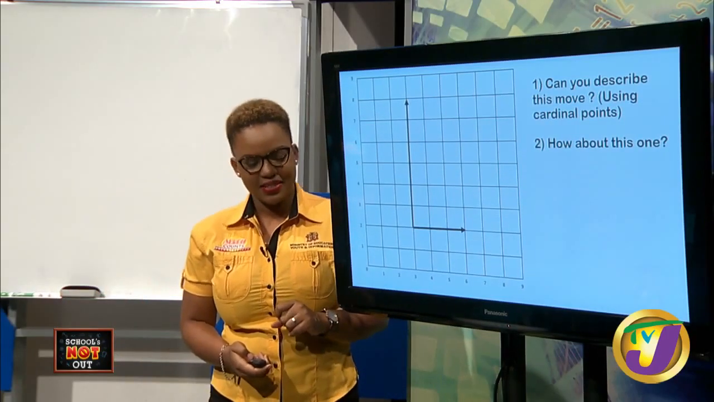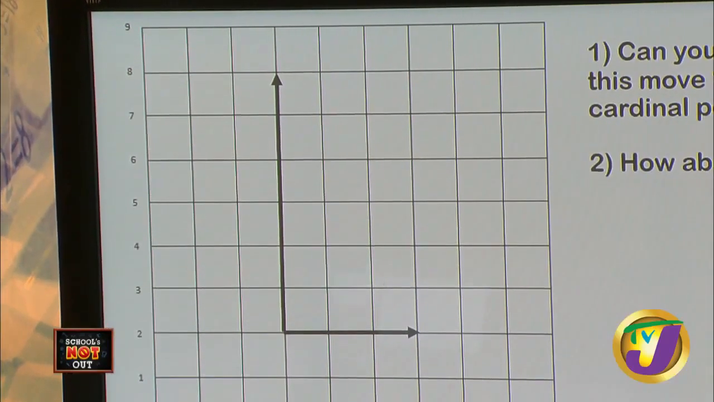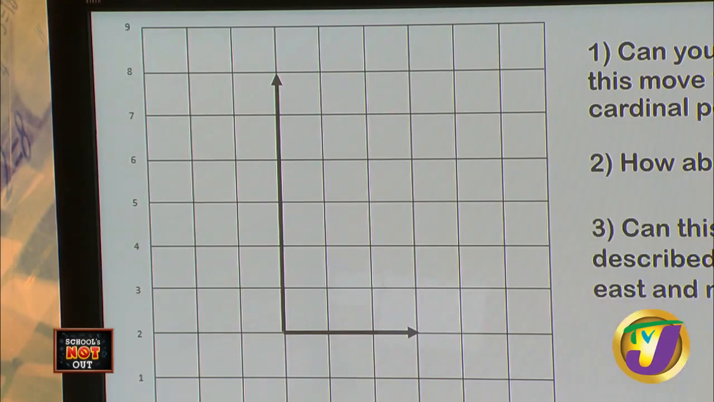And the next one? That looks like 3 units east. Okay, so we have 1, 2, 3 units east. All right, I'll take that.